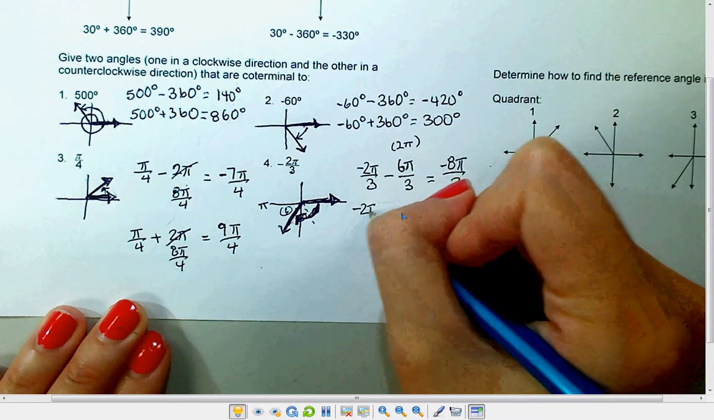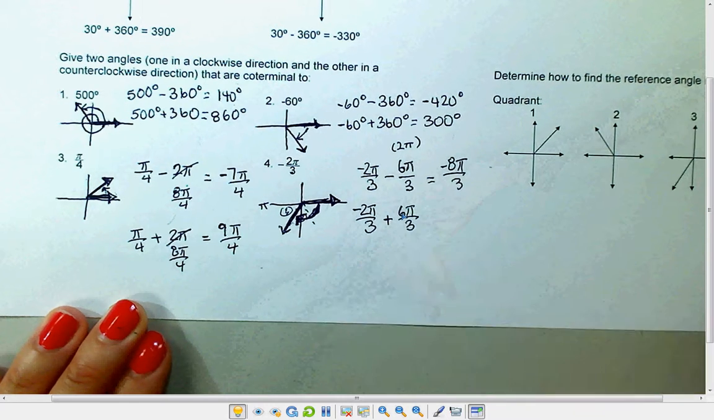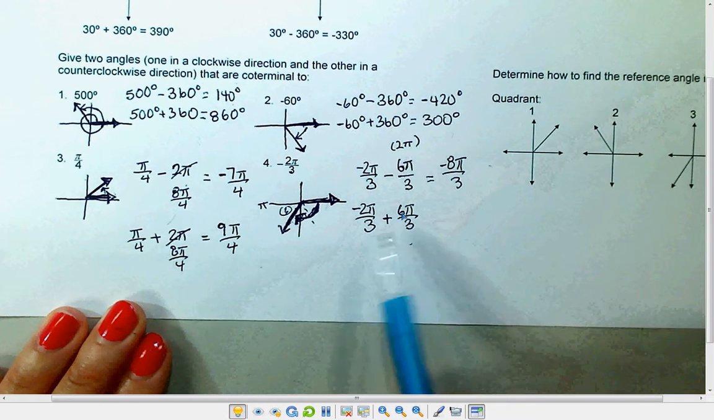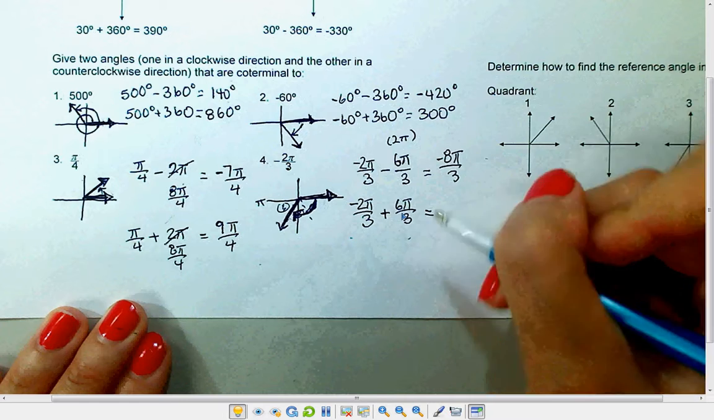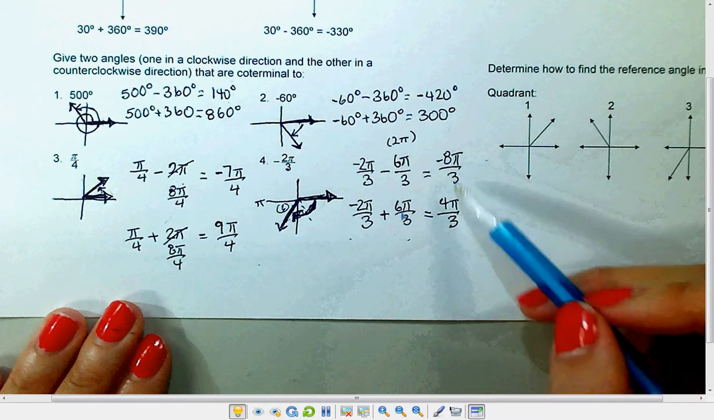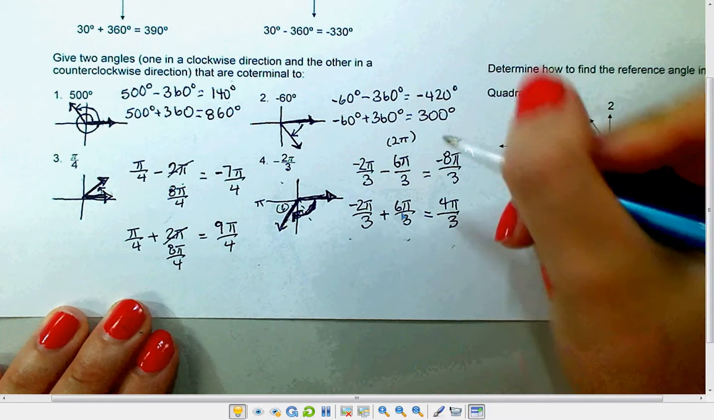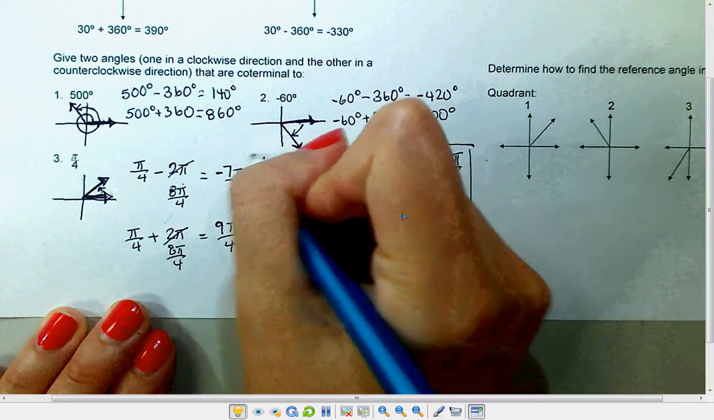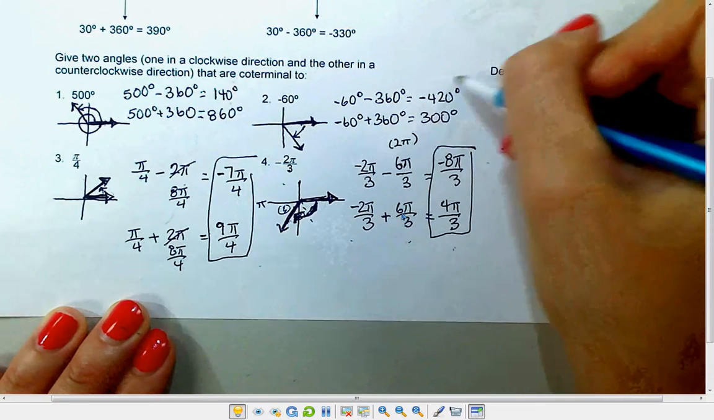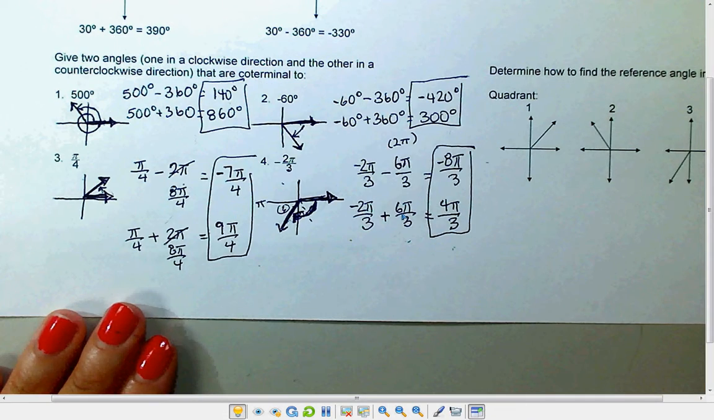And we want to do the same thing, but now adding. So again, we're adding 2 pi, which in this case is 6 pi over 3. We need the denominators to be the same. Negative 2 pi plus 6 pi is 4 pi over 3. So here are my two coterminal angles to negative 2 pi over 3. Let me box these so you all can see. Those are the coterminal angles. So that's how you find coterminal angles.